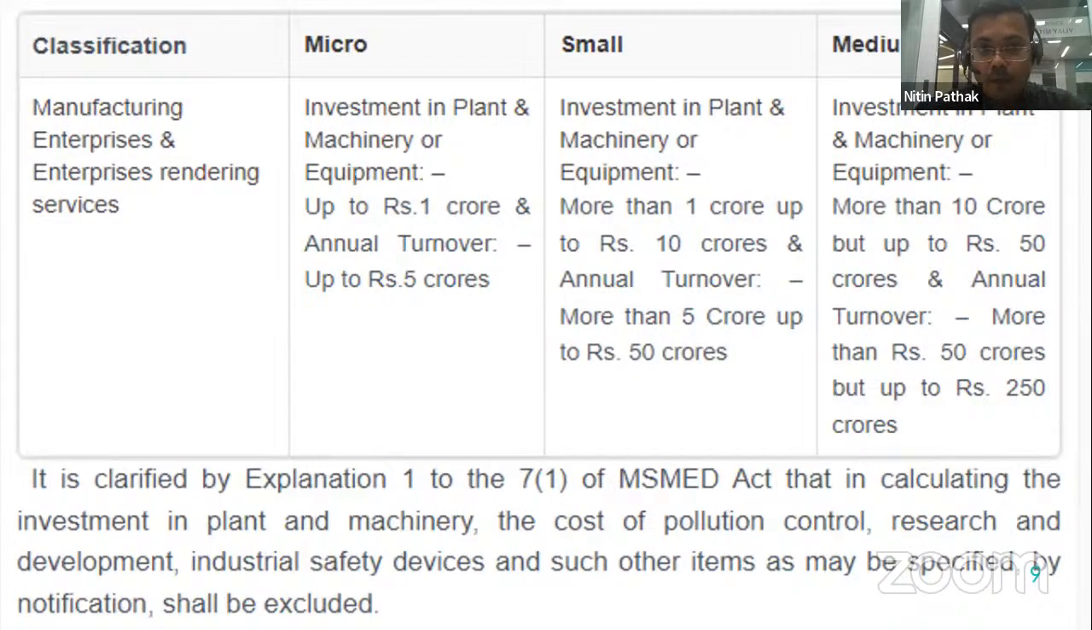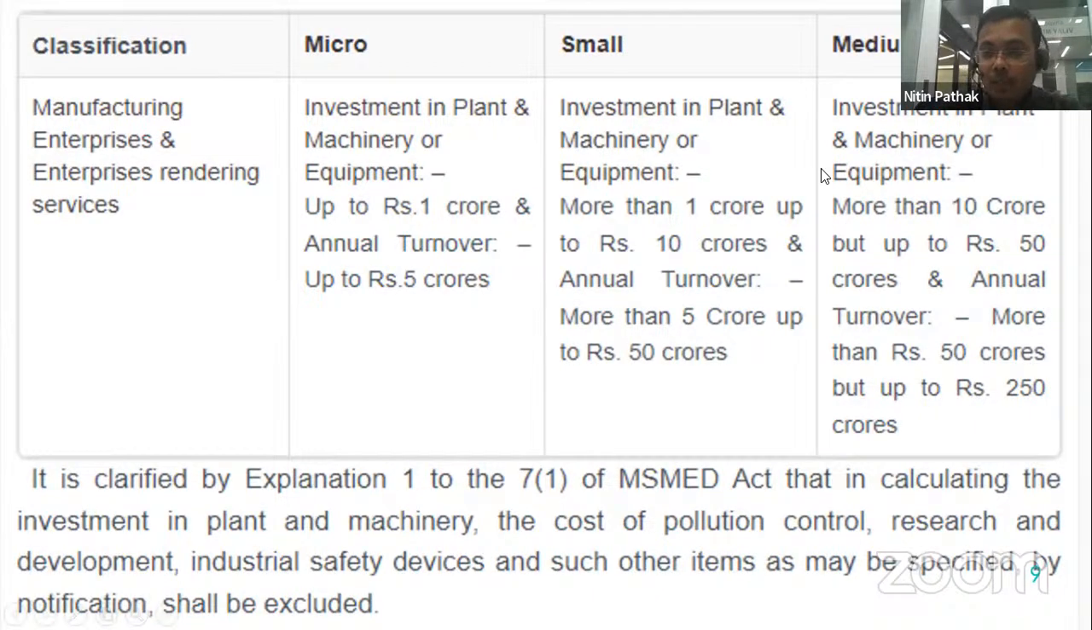Now, if an enterprise's investment in plant and machinery is up to 1 crore and annual turnover is, suppose say, 6 crore, then they are under the small category, small size enterprise. They are covered in the small size enterprise because if any one of the limits, investment in machinery or turnover, is crossed, they get converted into the next category or the previous category.